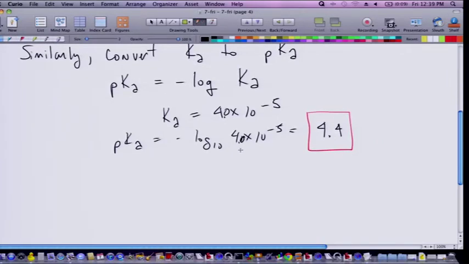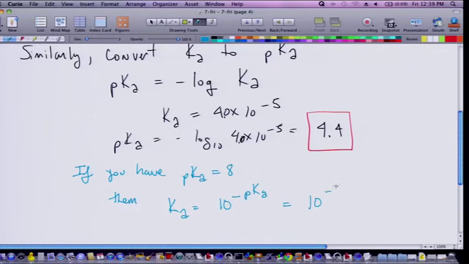So again, if you have pKa and it's pKa is 8, then you can readily convert that to a Ka just by doing the anti-log. So if you have a pKa equal to some number, let's say 8, then the Ka is equal to the anti-log, or 10 to the minus pKa power. Okay, so Ka is equal to 10 to the minus 8. All right. So hopefully everyone knows how to do this.